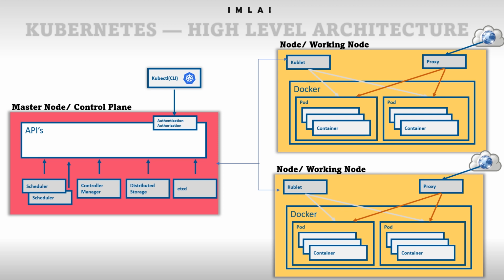Then let's look into the node components. Node components run on every node, maintaining running pods and providing the Kubernetes runtime environment. The nodes are bare metal servers, on-premises VMs, or VMs on a cloud provider. The nodes could be anything. So we have three nodes, and out of these three nodes, this node could be a bare metal server, an on-premise VM, or VMs on a cloud provider.